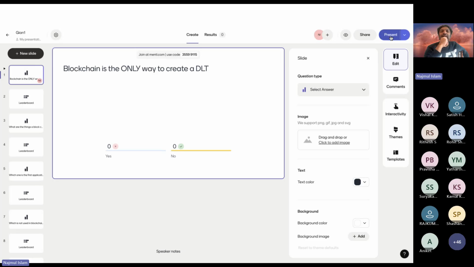I'm waiting for a few minutes so that everyone can join. One person has joined, two, three. Let's see how many. Only three. You need to use your mobile phone or your computer and go to the website menti.com, and it will ask you for a code, and there you put 355 99115. Okay, only four players so far.